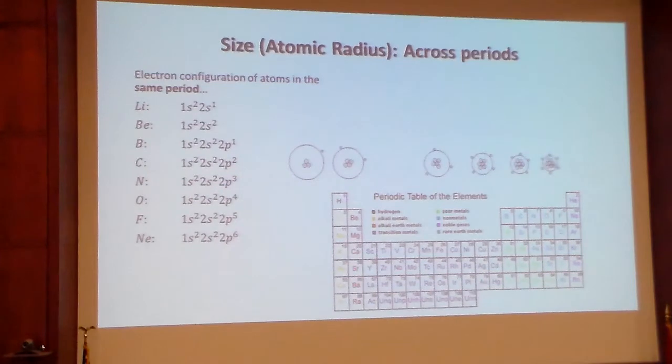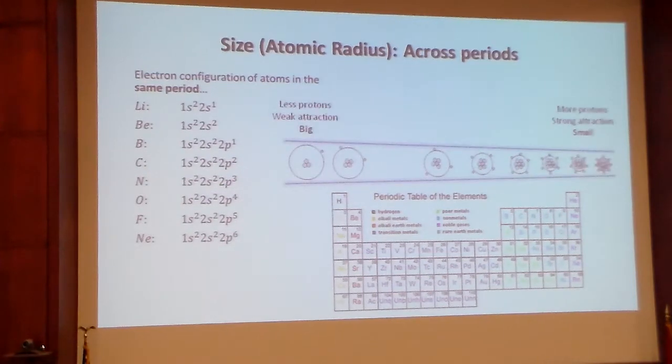So you want to see which one is bigger, smaller. Across the period, we get more protons. So the big one will be the one with fewer protons. Fewer protons, weak interaction, gets big. So we have 2 trends so far. We have down the group, at the bottom, okay. And we have across the period, fewer protons, weak interaction.